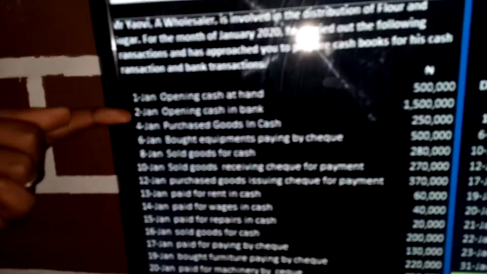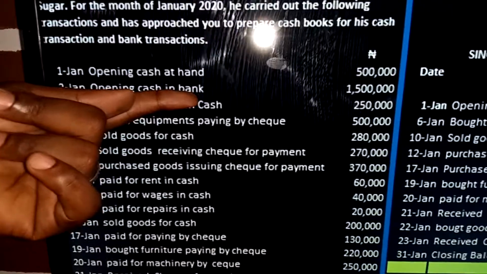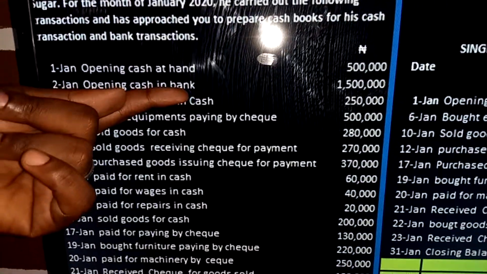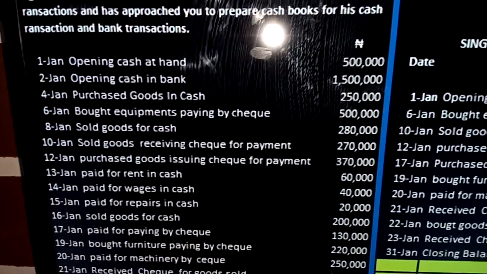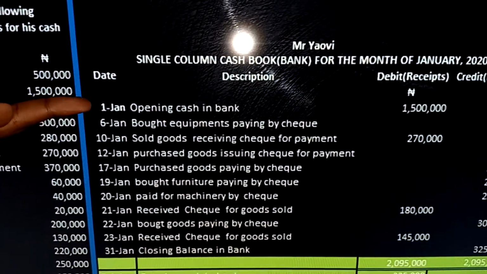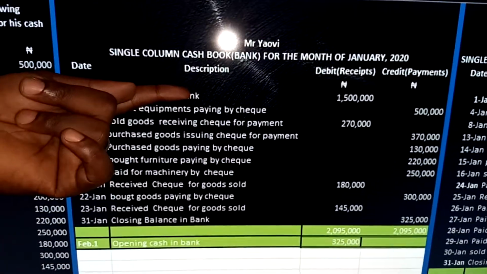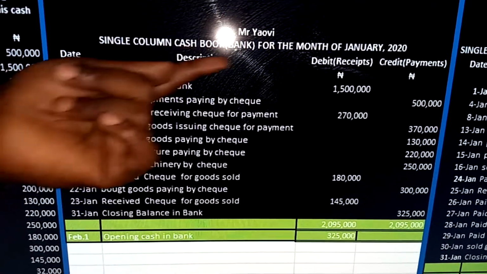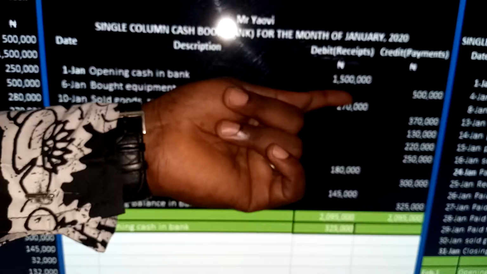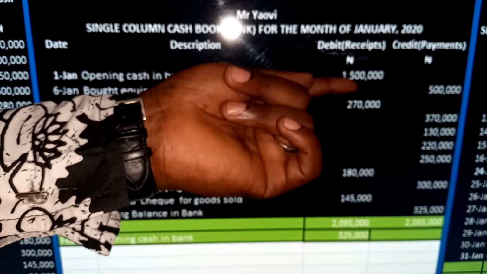January 2nd, opening cash in bank. This has to do with the bank, so we'll record it in the one column cash book for bank. January 1st, opening cash in bank. The money is coming into the organization in our bank account, so it will be the receipt side, 1,500,000.